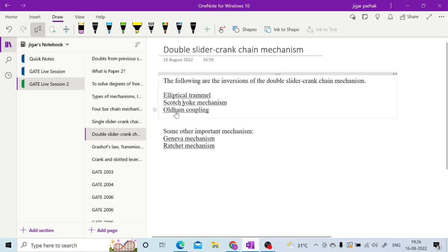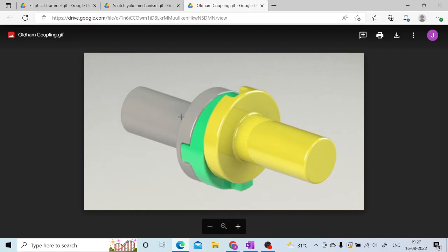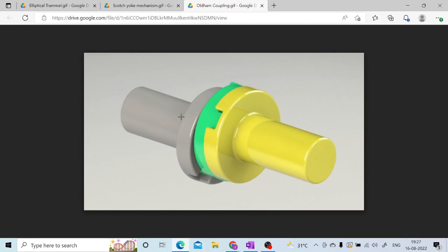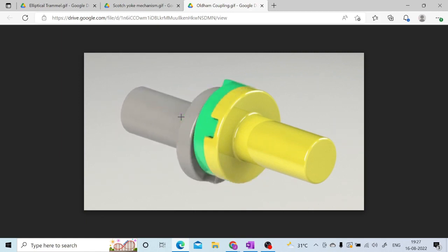And the last one is this Oldham's coupling, right? So you can have this Oldham's coupling. Here two slotted bars are there, right? At right angles you will have these slots, and you will have a connecting link which is having sliders which are going to slide inside these slots. So this is how you will have it.